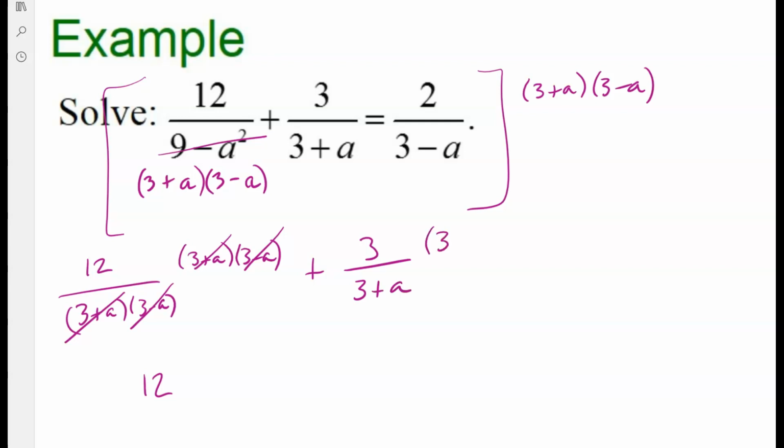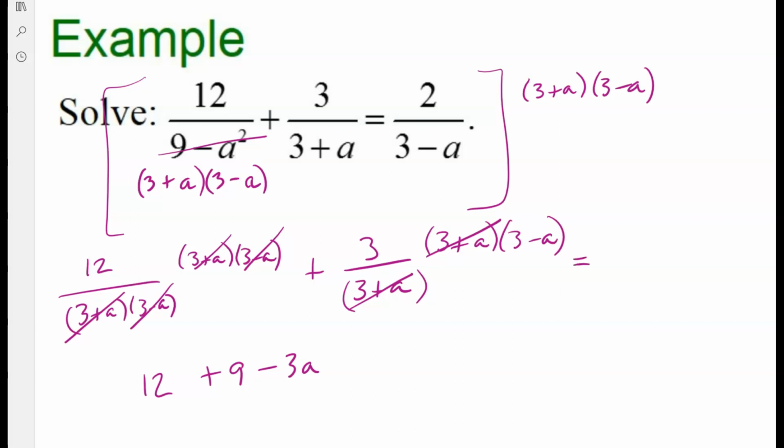So if I multiply the second fraction times our common denominator, this time just the 3 plus a on top and bottom are going to cancel. And then I still have this plus 3 multiplied by 3 minus a. I'm going to go ahead and distribute that. So plus 9 and then plus 3 times negative a makes minus 3a.